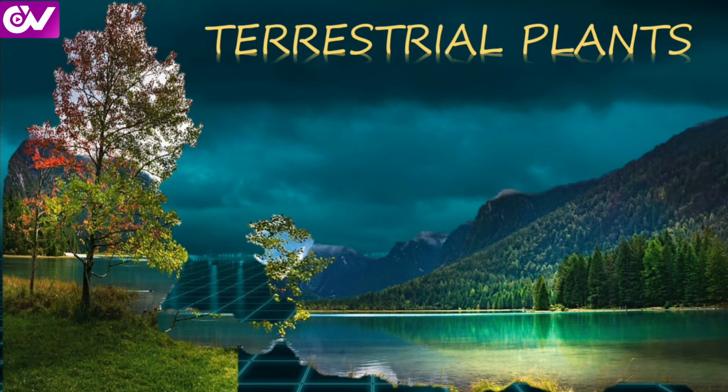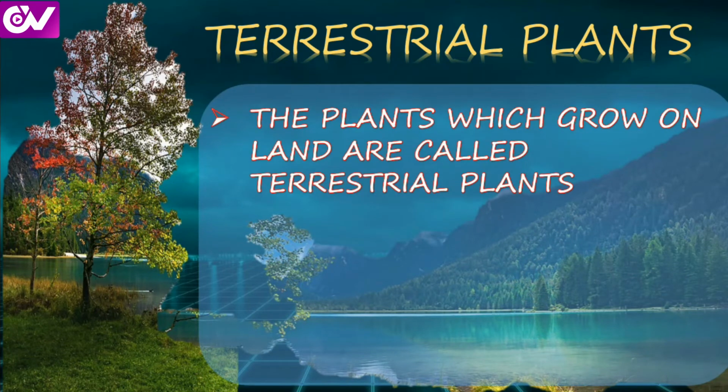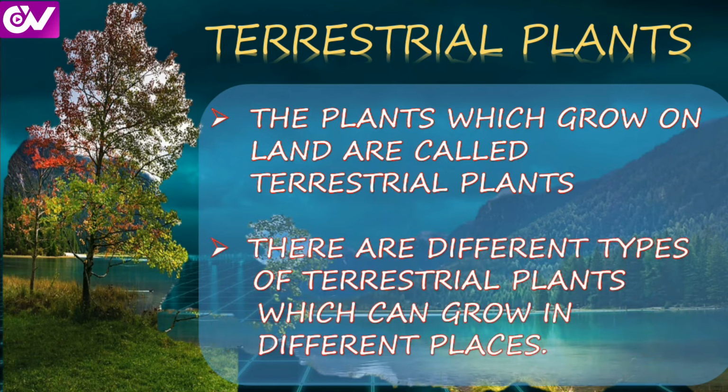Terrestrial plants. As I have told you before, terrestrial plants are the plants that grow in a soil-based area or on land. The plants which grow on land are called terrestrial plants. There are different types of terrestrial plants which grow in different places because we have different types of land.